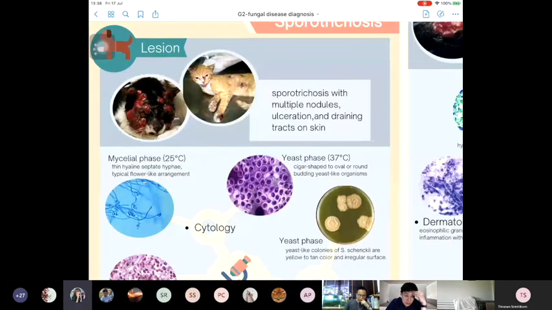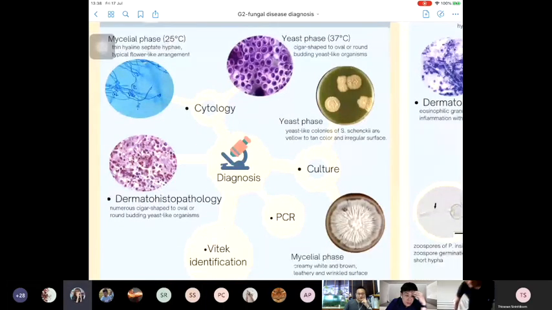This disease can be diagnosed by 1. Cytology. Cytology can be done by impression smear on a glass slide for microscopy of ulcerated skin or exudate, smear or swab specimen, tissue sample from biopsy or skin scraping, and also by aspiration of abscesses and nodules. There are 2 phases of this fungus. The mycelial phase shows thin hyaline septate hyphae with a typical flower-like arrangement, while the yeast phase shows cigar-shaped to oval or round budding yeast-like organisms.